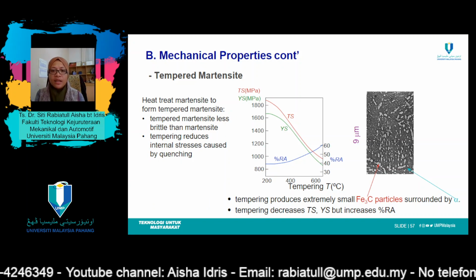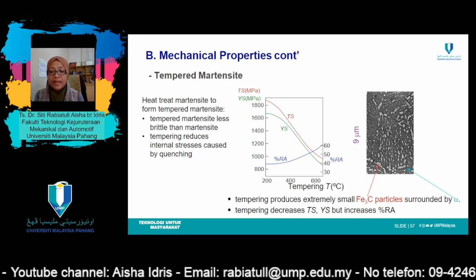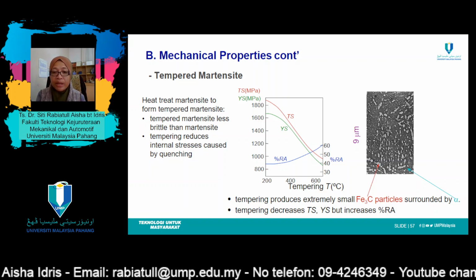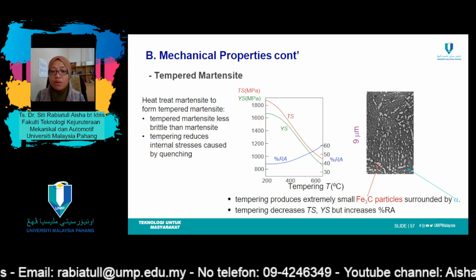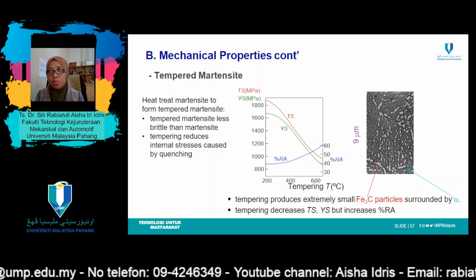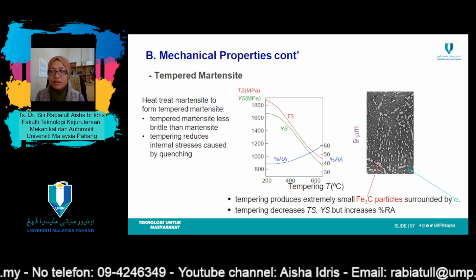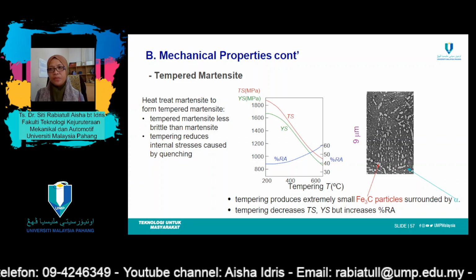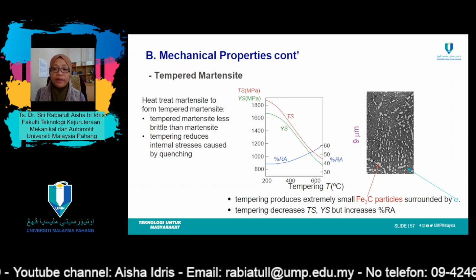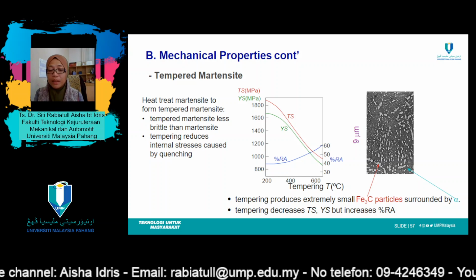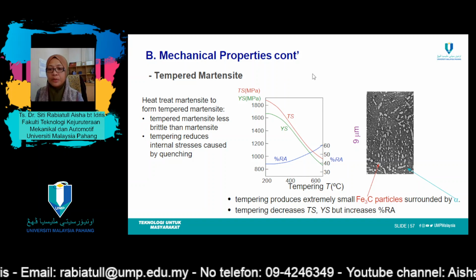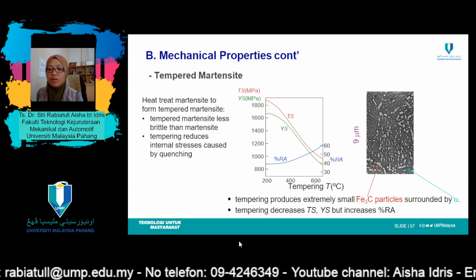Tempered martensite: heat treat martensite to form tempered martensite. Tempered martensite is less brittle than martensite. The tempering process reduces internal stresses caused by quenching. So that's why tempered martensite has higher ductility. Lower hardness, sorry. Tempered martensite has lower hardness than martensite. You can refer to this graph over here for yield strength and tensile strength.